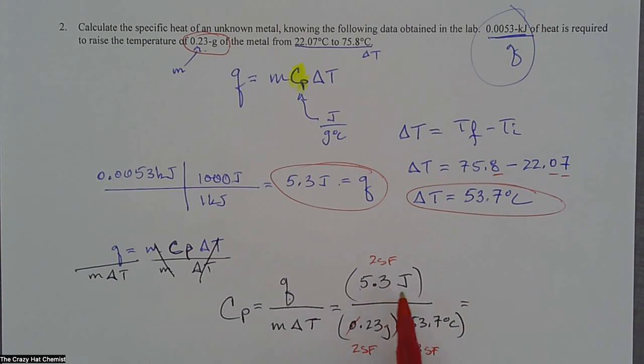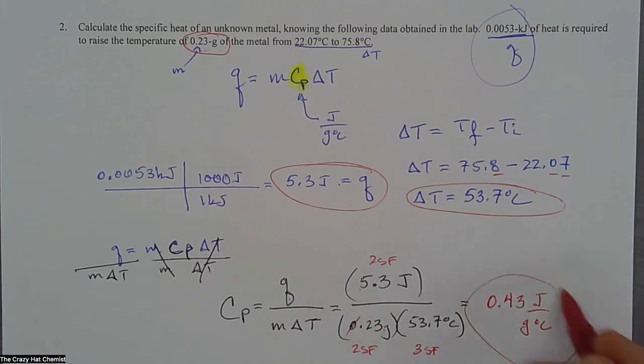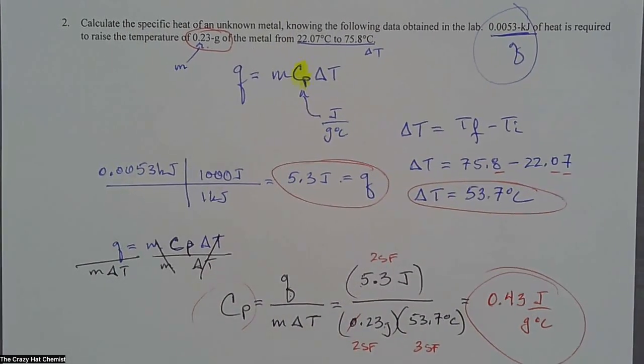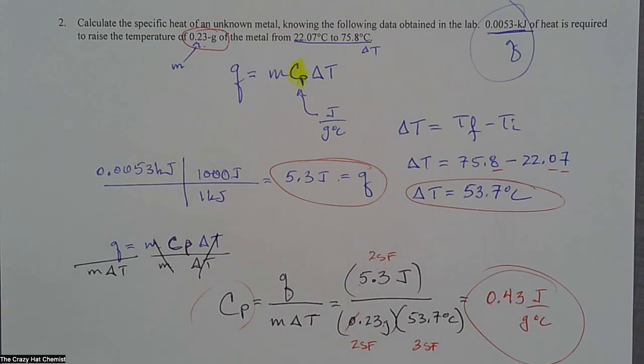I'm going to take 5.3 divided by 0.23 divided by 53.7, and I'm going to round that to two significant figures, and I'm going to have 0.43 joules per gram degrees Celsius. And I'm going to ask myself, does this number actually make sense for a specific heat capacity? For a metal, it should be less than 1. So that number most certainly makes sense. Okay. All right. So that's problem number 2. So let's peel that away, and we're going to work on problem number 3.